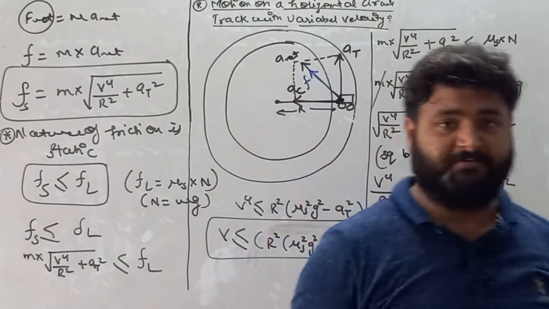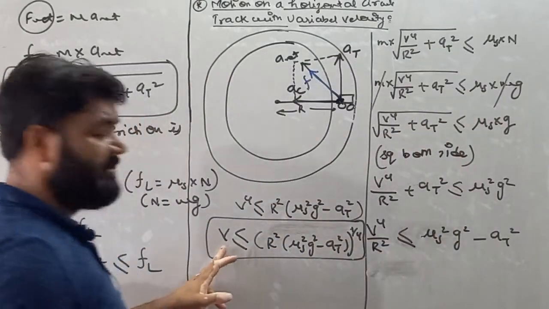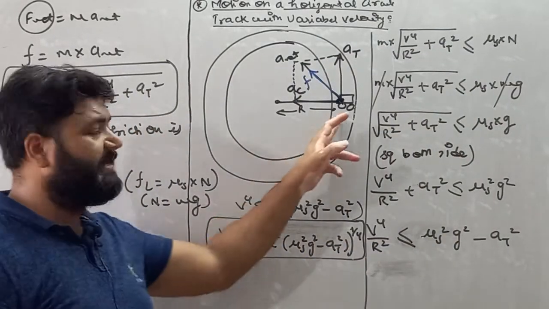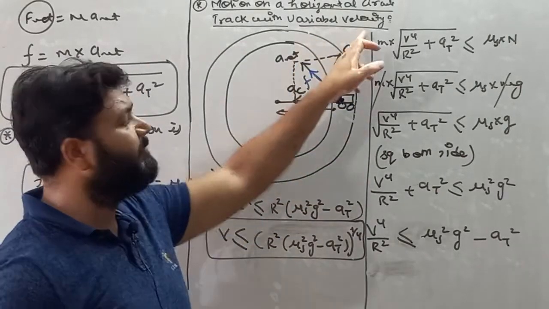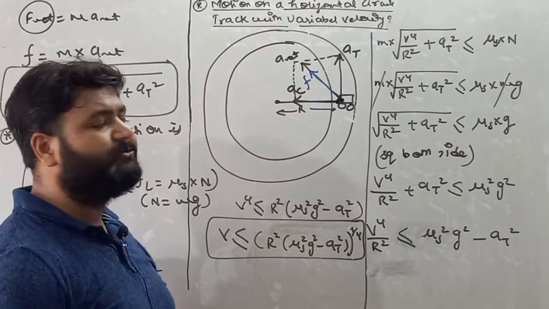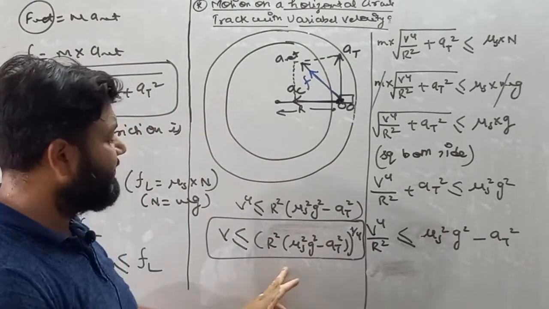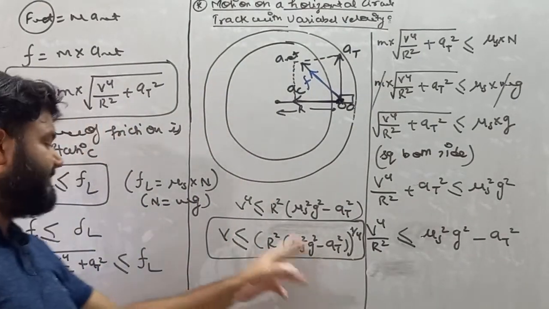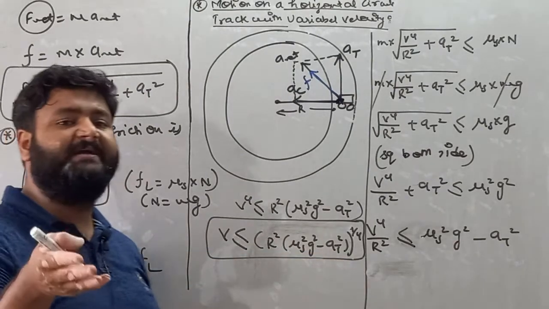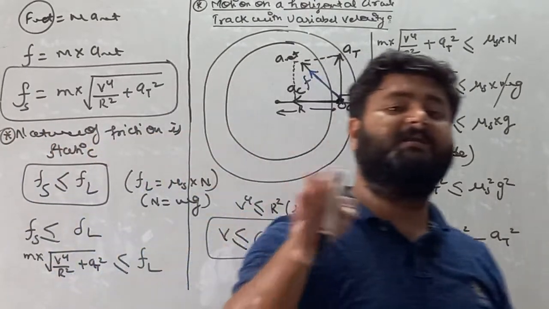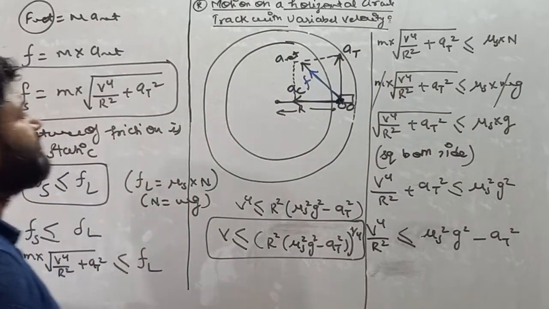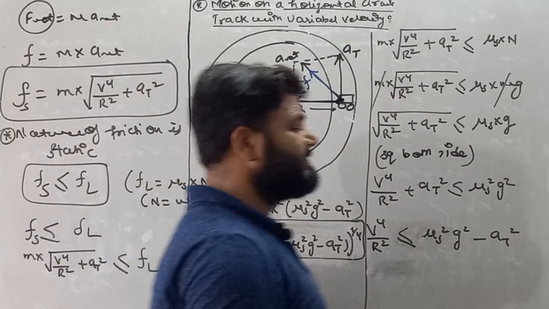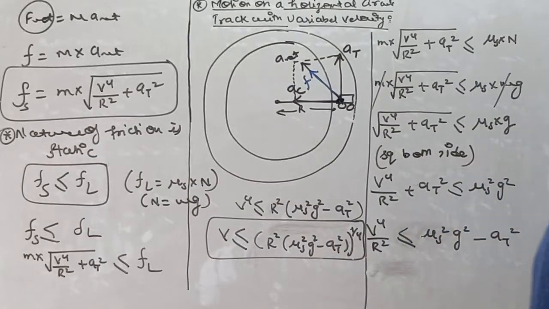It falls down. So this is the velocity with which, if a vehicle is moving in a horizontal circular track with variable velocity, it is capable of taking a turn. Otherwise, if the value of velocity is greater than this value, then the vehicle cannot make the turn, and the vehicle falls down. So this is all about motion on a horizontal circular track with variable velocity.